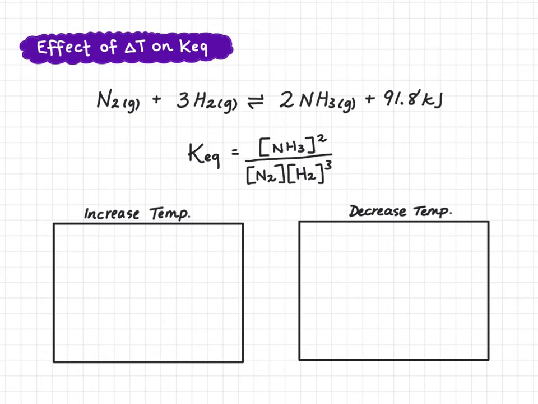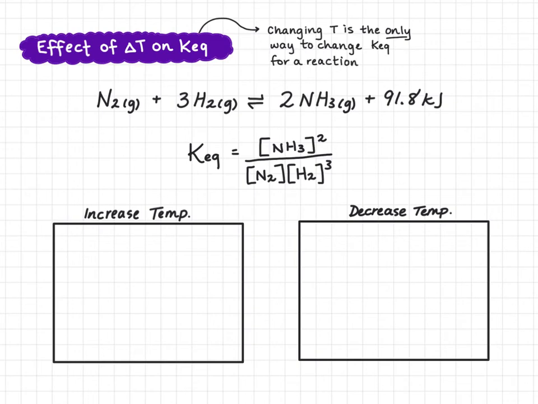The last thing we're going to talk about is the effect of changing the temperature on the value of KEQ. Changing the temperature is the only way to change KEQ for a reaction. We are going to look again at the Haber process. So we have nitrogen, hydrogen, ammonia in an exothermic reaction. And we have our KEQ expression written. So KEQ is always products, so ammonia squared, over reactants, so nitrogen times hydrogen cubed.